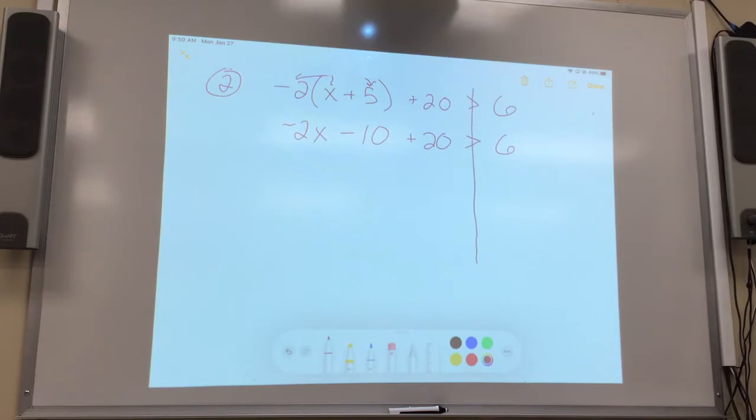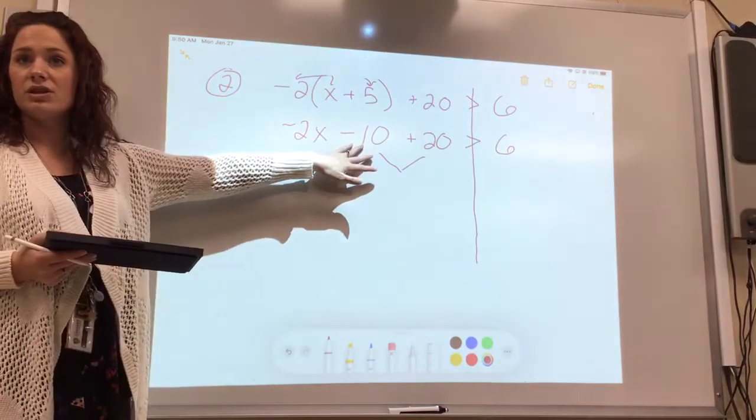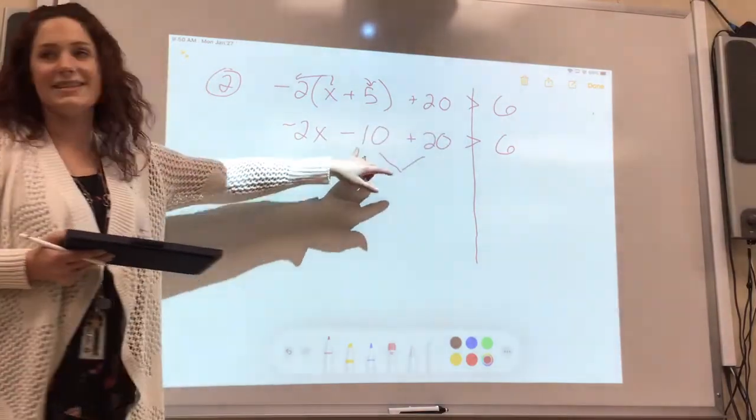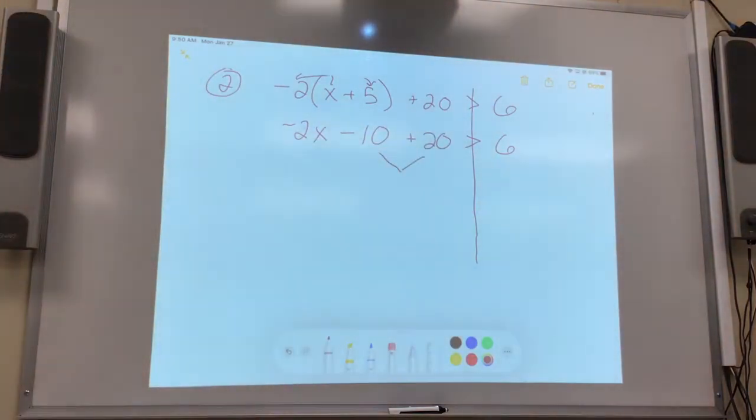Okay, now what do you think? Look at the problem and see what else can be done. Ivan? Add 10 plus 20. Will I be adding 10 and 20 like to get 30 though? No, Brayden? You'll just get regular 10, because this 10 is a negative 10. So really we're going to do 20 minus 10. So I'd get regular 10. So we've got the negative 2x, and then that's 10.